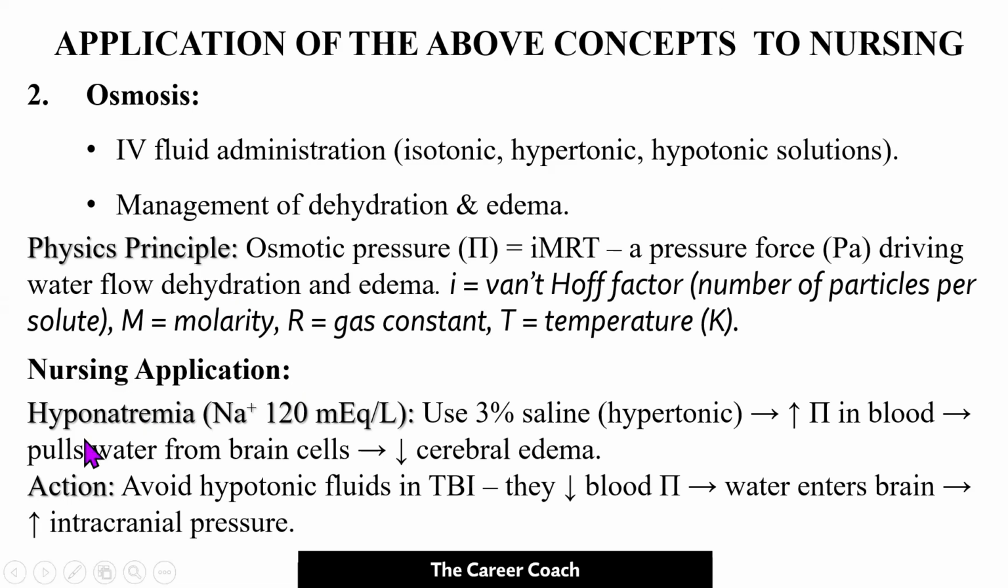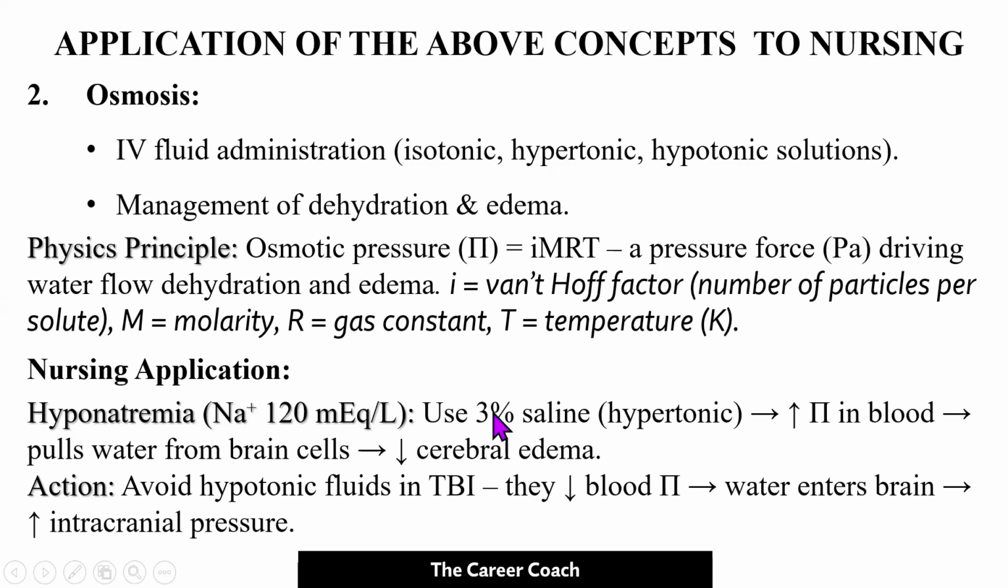Nursing application: hyponatremia. Hyponatremia is when sodium ions in the body are about 120 milliequivalents per liter. What do we do as nurses? Use 3% normal saline. A hypertonic solution will lead to an increase in osmotic pressure in the blood, leading to the pulling of water from the brain cells, leading to a decrease in cerebral edema. So the brain is swollen as a result of fluid going to the brain.